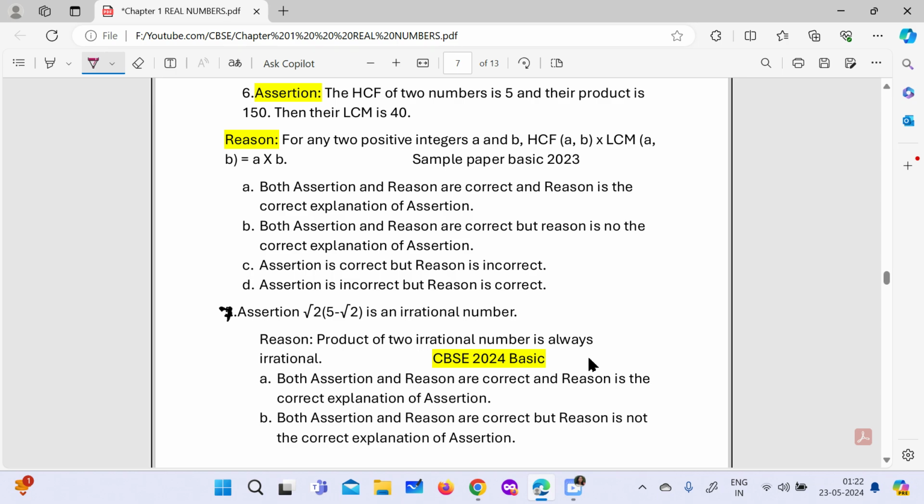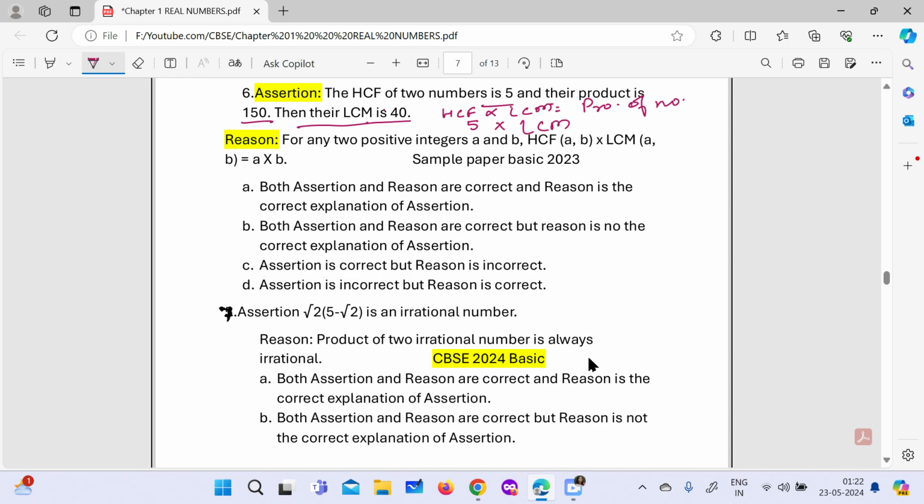The HCF of two numbers is 5. So here it mentions that HCF of two numbers is 5 and their product is 150. Then their LCM is 40. Let's check the assertion first. Now we know the rule, HCF times LCM is equal to the product of numbers. So we have the HCF 5 and the product given, so we will find out the LCM and see whether this is correct or not.